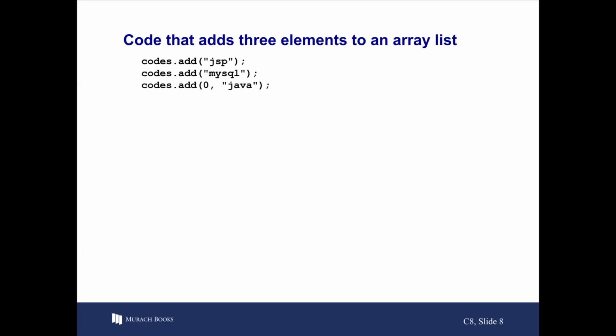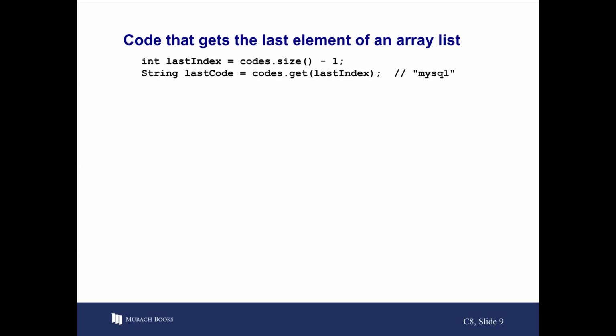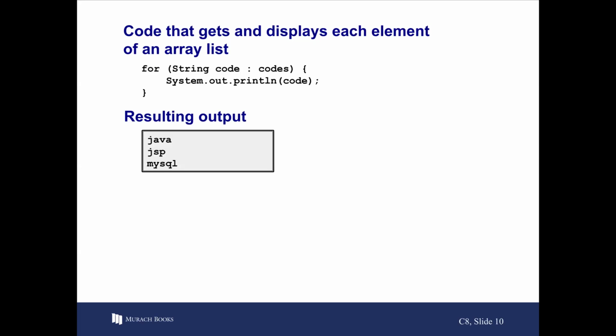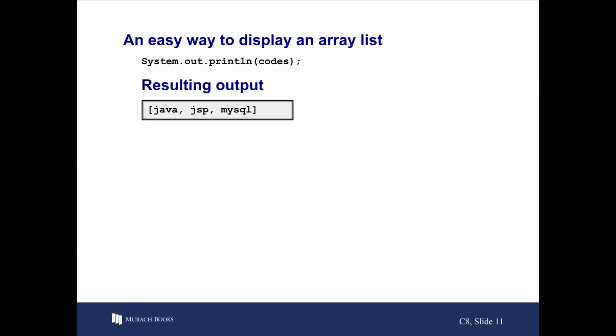Here's some examples of the adds. This is a string array list. Here's some examples of using the size and the get. Here's the printout of using the enhanced for loop. You also have this little shortcut that automatically generates a comma delimited list.